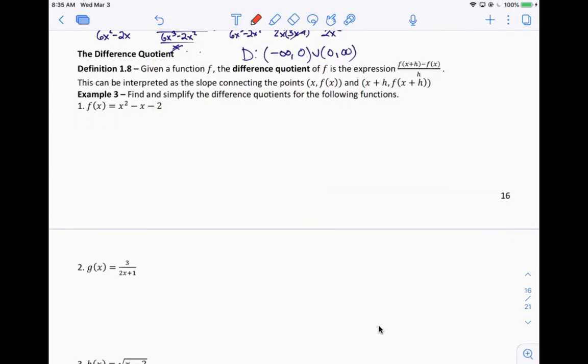Now this thing's going to look a little abstract. First off, you're going to want to box it. It's right there. That's the difference quotient. What this does is it helps us to determine a slope at any point in a function.